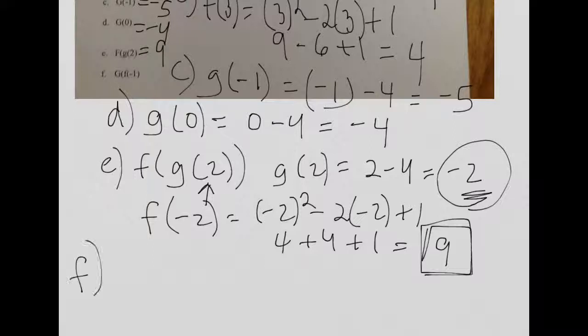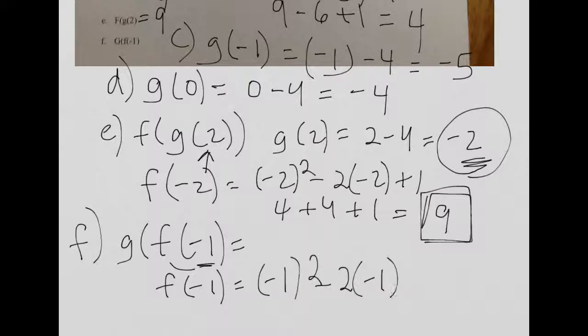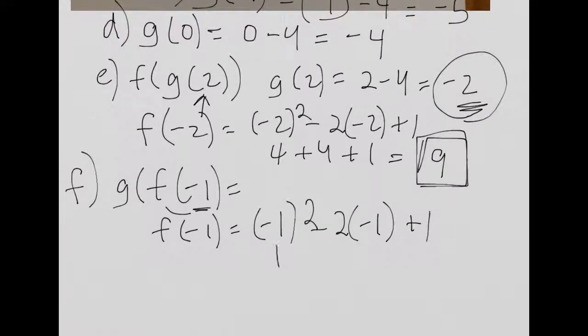F is saying g of f of negative 1. I first need to do my f function and plug in negative 1 because that's closest to the number. So f of negative 1. So I'm going to do negative 1 squared minus 2 times negative 1 plus 1. So I get 1 plus 2 plus 1. So that answer is 4.